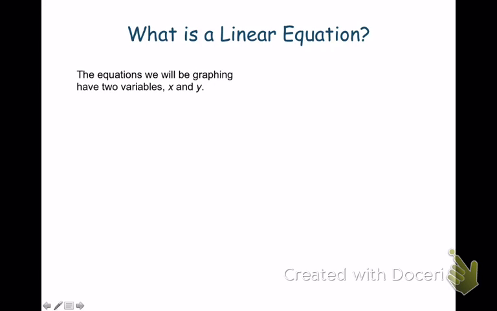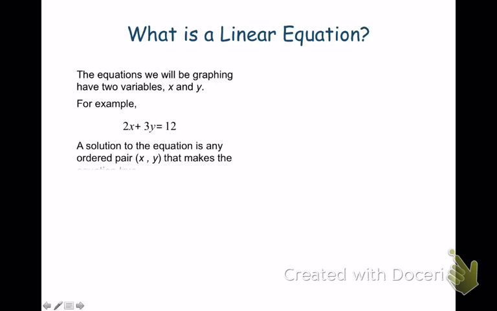So again, all linear equations have 2 variables, the x variable and the y variable. For example, here's another equation: 2x plus 3y equal to 12. So the solutions to this equation are ordered pairs. It's an x value and a y value. We need to have both because the equation has 2 variables. And we want to find points that make this equation true.